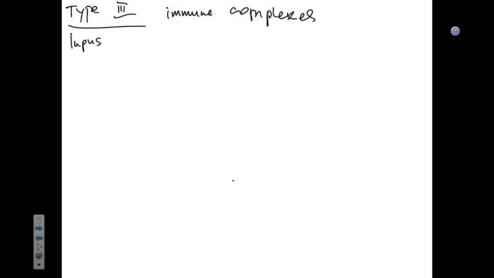Type 3. Immune complexes. So this is the true autoimmune disease, and great example of it is lupus. In case of immune complexes, it's also IgG. Okay, your B cells start to produce antibodies against your own tissues, namely the antibodies against basement membrane.